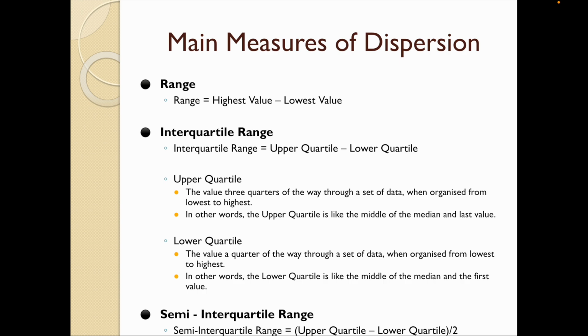Same thing like in music, you've got a semi-breve. Obviously if you have a semi-breve, you have a breve. And likewise, you have a semicircle, you must have a full circle. A semicircle is half of a circle. So the semi-interquartile range is half of the interquartile range.